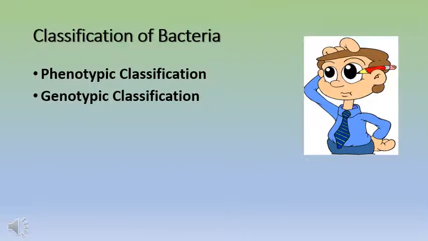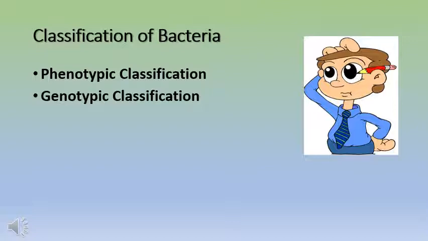So, classification of bacteria: we can classify bacteria into two major classes, on the basis of phenotype, which means the appearance and characteristics of bacteria, and on the basis of genotype. But we will mostly concentrate on phenotype, because the most important classification of bacteria is on the basis of morphology, culture characteristics, motility, etc. Please keep in mind that phenotypic classification is much more important.